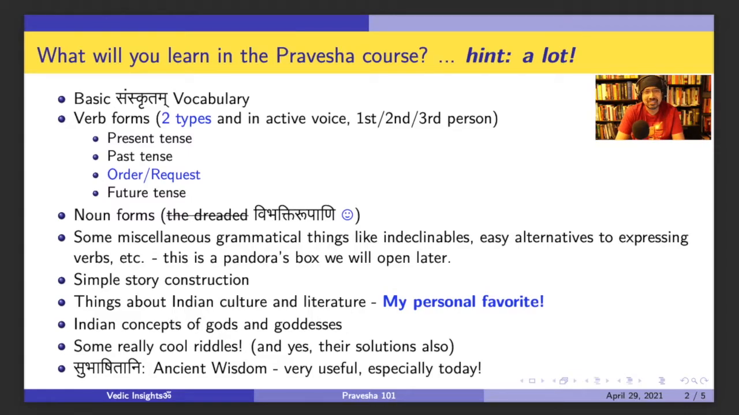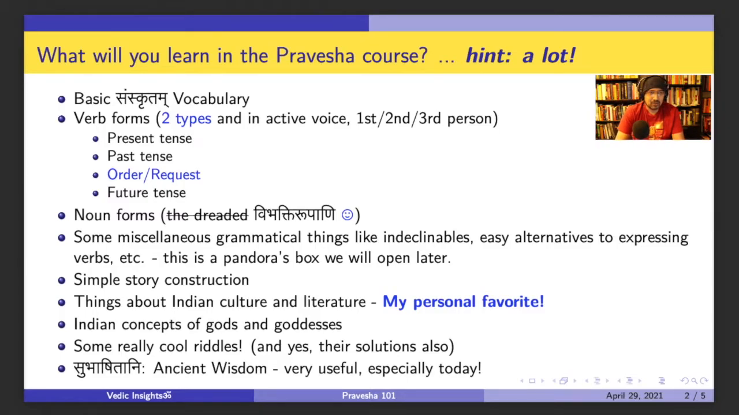I said the dreaded Vibhakti Rupani because anyone who's learned any bit of Sanskrit in the past, I think this is the place where everyone gets stuck, because there are so many different types of nouns, right? And in Sanskritam, the nouns are classified by how the noun ends. So there will be akaranta pullinga, they say. That just means that it's a male noun that ends in a. Similarly there will be an ikaranta pullinga, a male noun that ends with i, and so on.